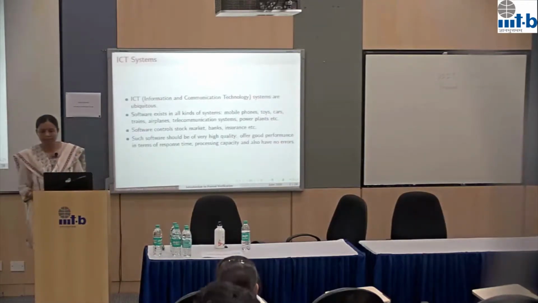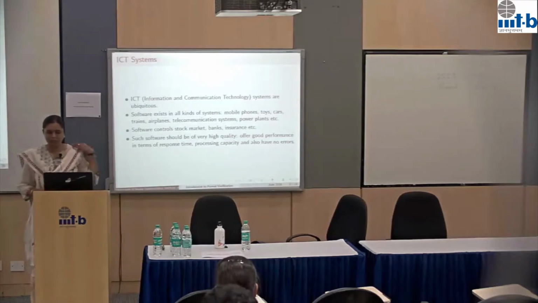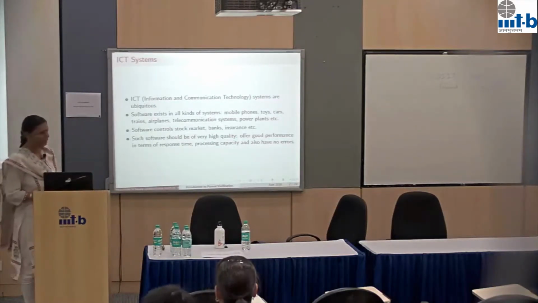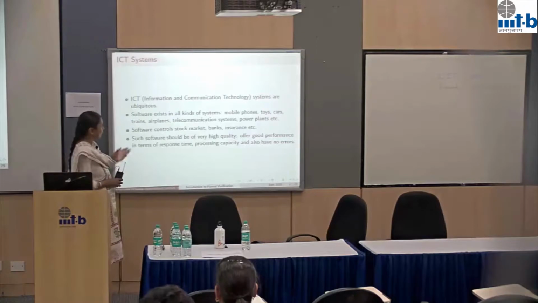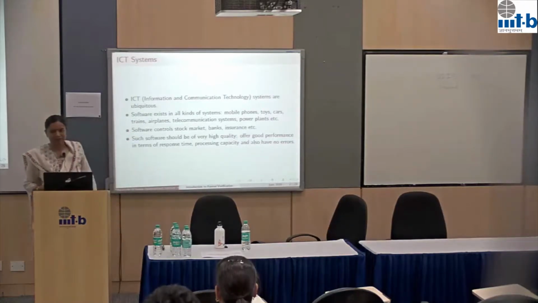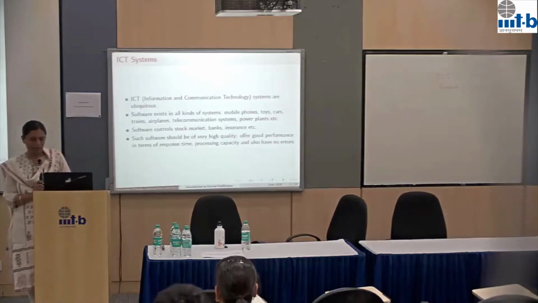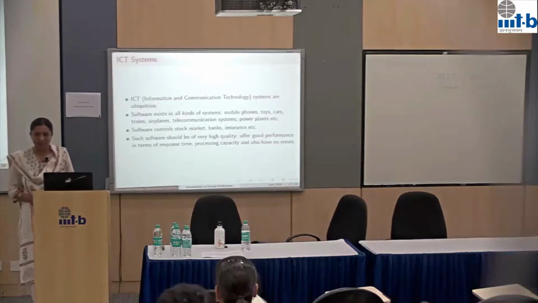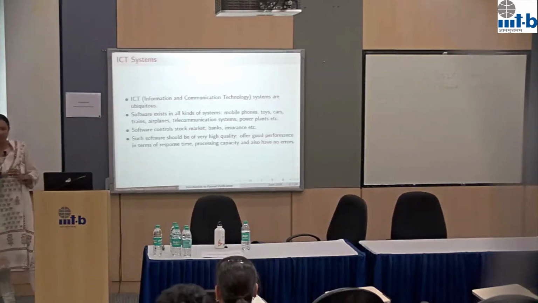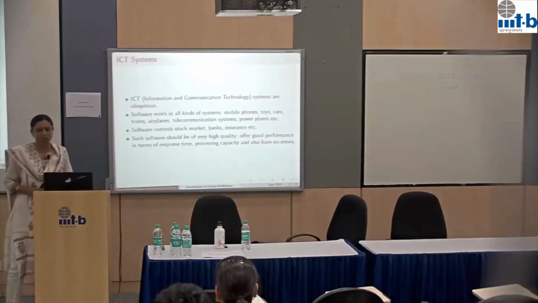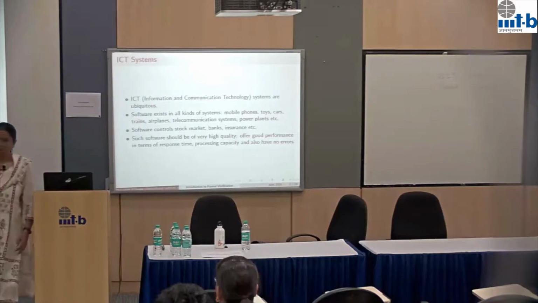So this is the thing that I was talking to you about. We all know that ICT systems are ubiquitous. We have software in mobile phones, toys, cars, planes, everywhere. So software also controls, as I told you, stock markets, bank, insurance. So one thing that we want for software is that it should be of very high quality. So the term quality is very generic for us. It might make a lot of sense to a layman, but we want to ask what is quality.